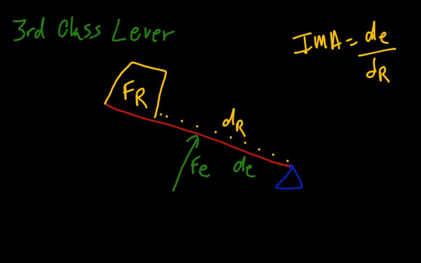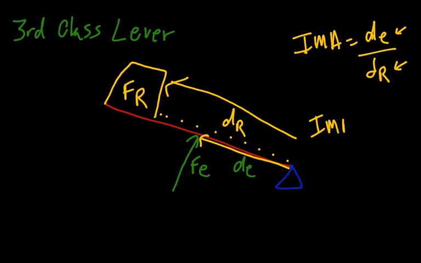Okay, and what's the case here? Well, your distance out to your effort force is going to be from here to here, and your distance out to your resistance force is going to be from here out to there, right? So in this case, your dr, your denominator, is always going to be greater than your numerator. And what does that mean? That means your ideal mechanical advantage, for a third class lever, is always going to be less than 1. Less than 1. That's kind of strange.